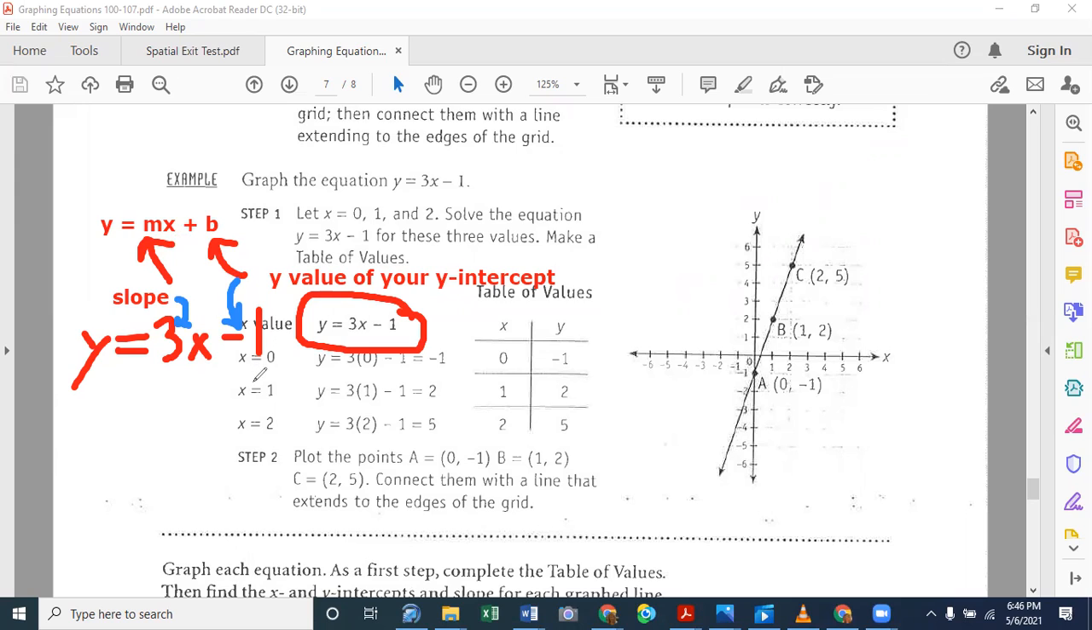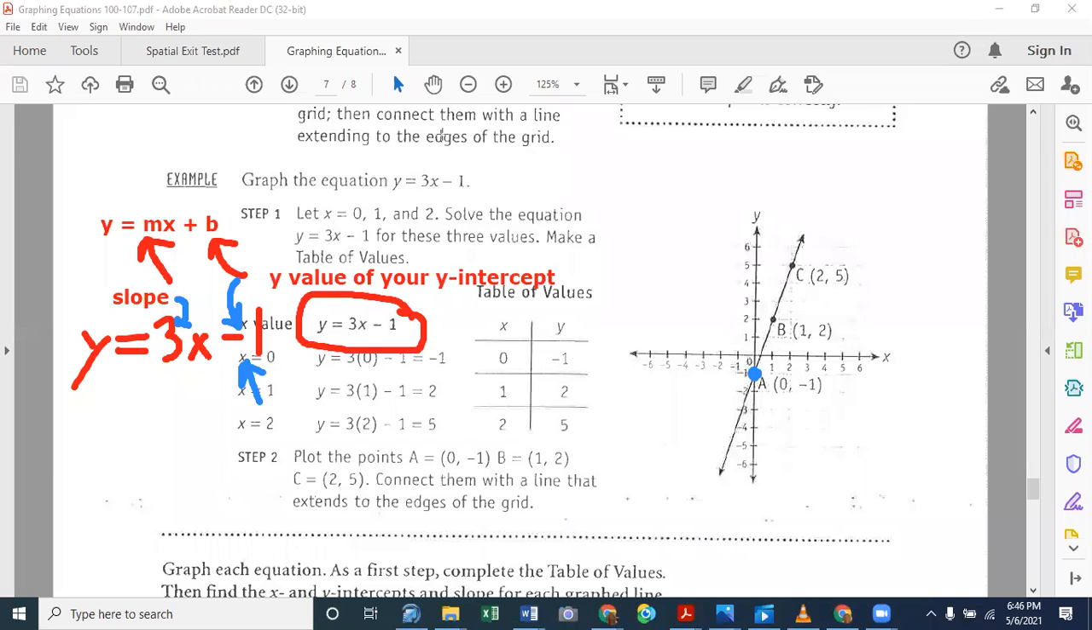So we're going to plot the y-intercept first. The y-intercept we said was -1. So we're going to go down here, and we know that at the y-intercept, x is 0. So we're going to plot -1 right here. It's already there for us, but we're going to show you how this is done.